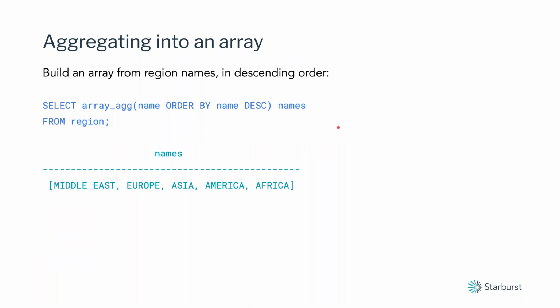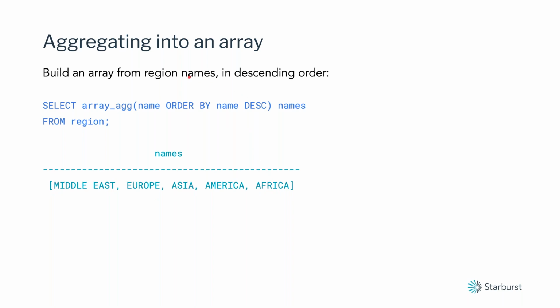Another thing that you often want to do is take your aggregation values and put them into an array. And so the array_agg function lets you do that. We have this region table with 5 region names. We want to aggregate into an array, and inside the array, we want to order by the names descending. So we've got the M goes first, the E is next, and the A's are last.